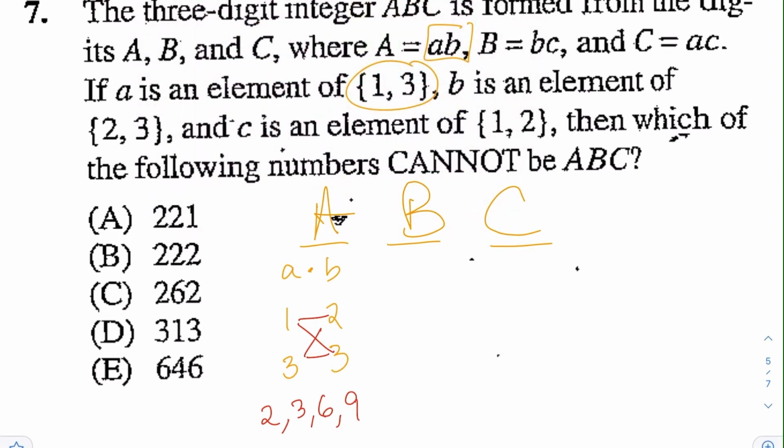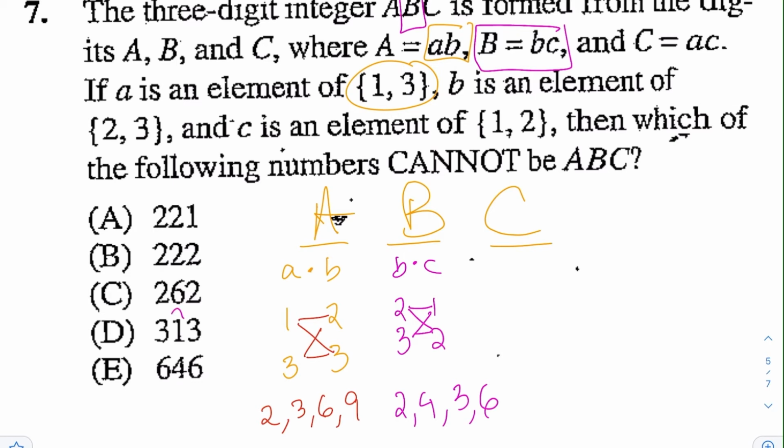All right, then move on to the tens place. So the tens place is capital B, and capital B is lowercase b times c, and lowercase b could either be 2 or 3, and lowercase c is either 1 or 2. So again, you have 4 possibilities here, because you don't know what the numbers are. It's either 2 times 1, which is 2, 2 times 2, which is 4, 3 times 1, which is 3, or 3 times 2, which is 6. So the tens place needs to be 2, 3, 4, or 6.